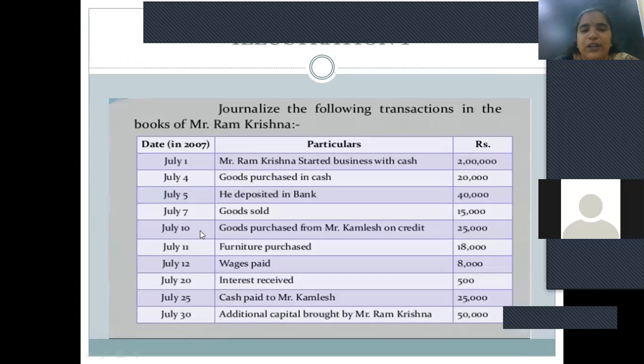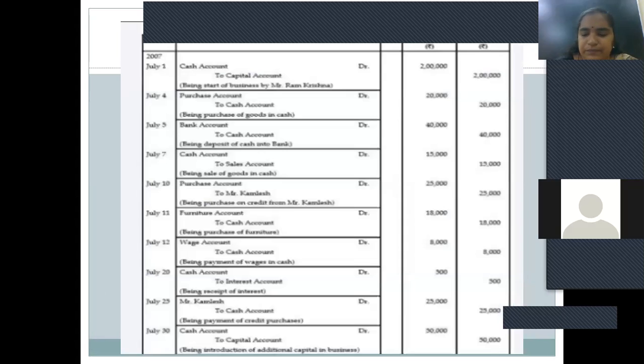Then the next one, on July 10th, goods were purchased from Mr. Kalmesh on credit. Now here one person is involved. Goods are being given by Mr. Kalmesh and he has not been paid cash. He will be paid later. So what happens here? You are purchasing goods, which means goods are coming into the business. So purchase account debit, and who has given it? Credit the giver. The giver is Kalmesh. So Kalmesh has given, it is a personal account. He is giving you goods, so his account is credited with 25,000.